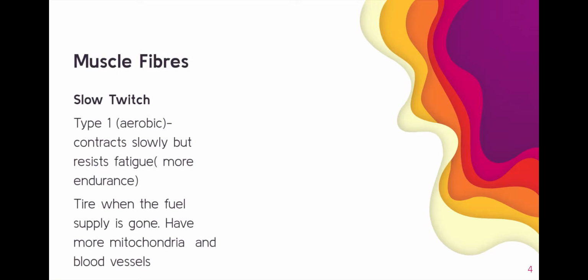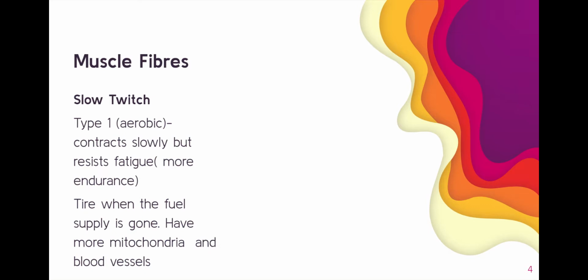So let's get this started with muscle fibers. We know muscle fibers are part of those muscle fiber bundles. They're a group of muscles, and we have two different types. We have one called slow twitch or type 1 muscles, and they are our aerobic muscles. That means they contract really slow, and they resist fatigue because they can withstand more endurance.